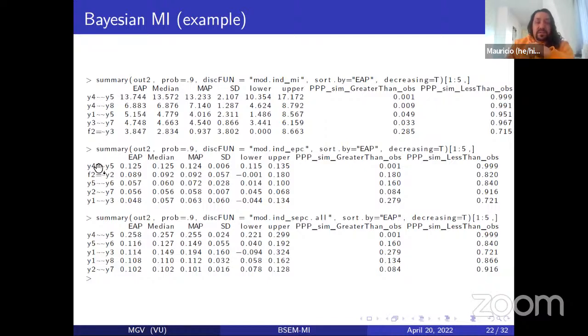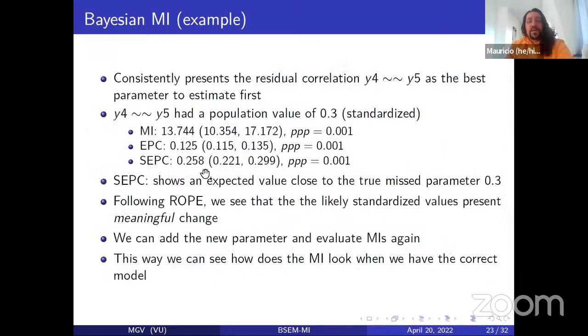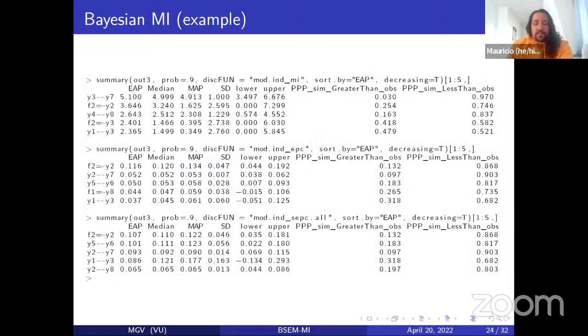We see that it does give us that the missing residual correlation of 0.3 is the next most likely one. And again, if we compare with the credible intervals of the standardized, both of it's higher than the 0.1 ROPE, and the PPP is still telling us that there is something there to pay attention to. So you look at this, the interpretation with ROPE, we will still be interested in looking at and changing this parameter further. So let's say that now I add that parameter.